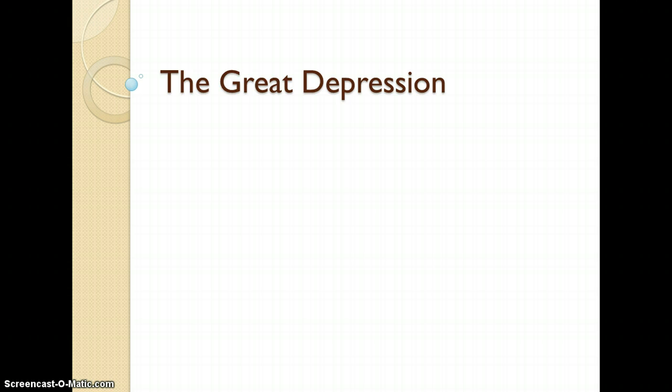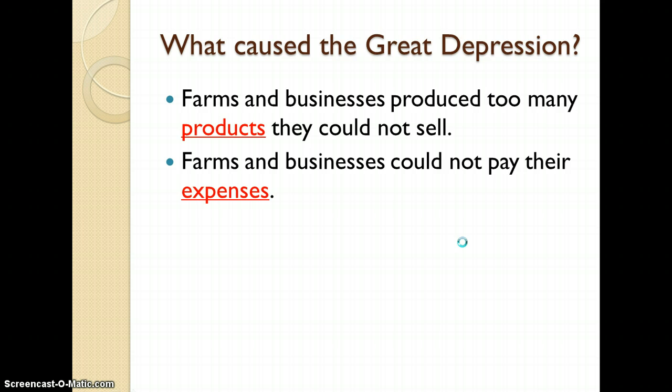Okay, so the Great Depression happens after the 1920s. It's from 1929 to about 1941. So what caused the Great Depression? Basically, farms and businesses produced too many products they could not sell. Farms and businesses could not pay their expenses. If they can't pay their expenses, that means they can't pay their workers. So what this whole idea is called is overproduction.